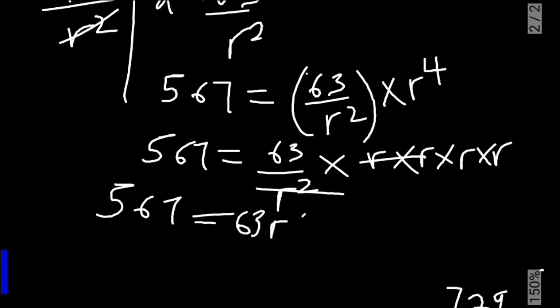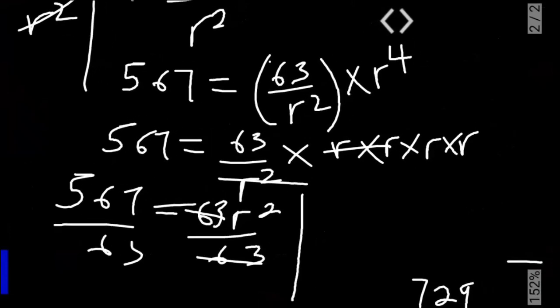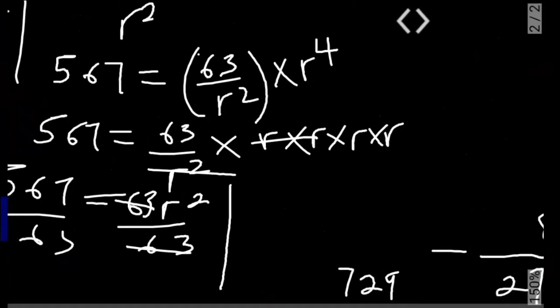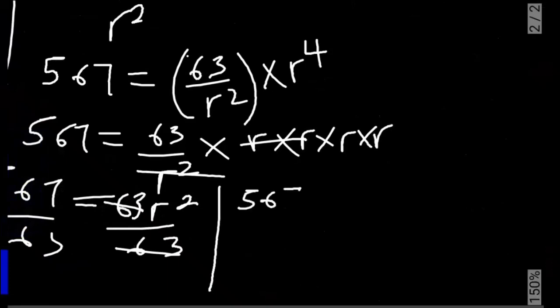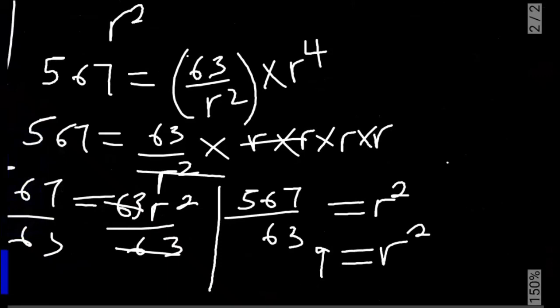We can divide both sides by 63 to get the value of r. We have 567 over 63 equal to r squared. So 567 divided by 63 is equal to 9. So 9 is equal to r squared. To get the value of r, we take the square root of both sides. We have the square root of 9 equals r. So r is equal to 3.